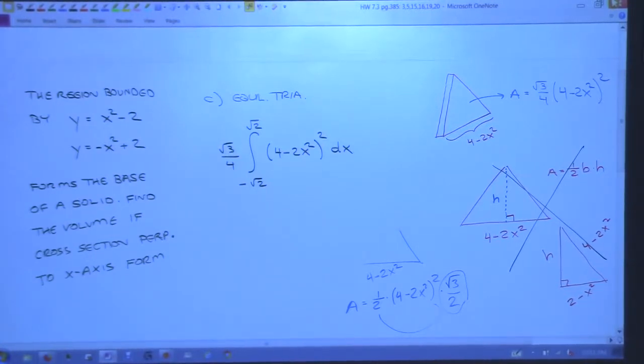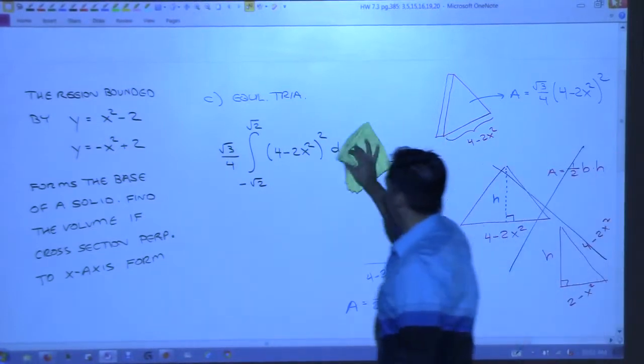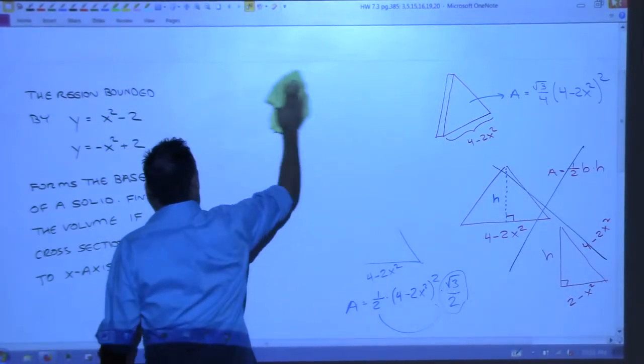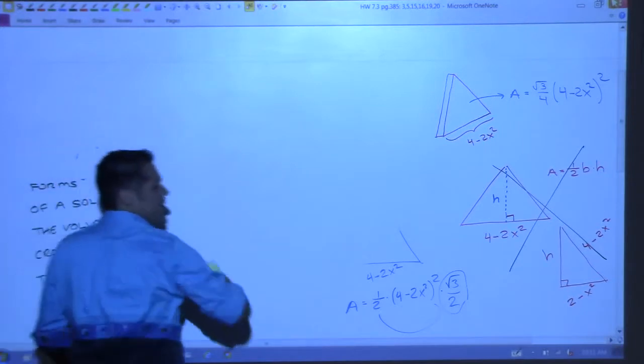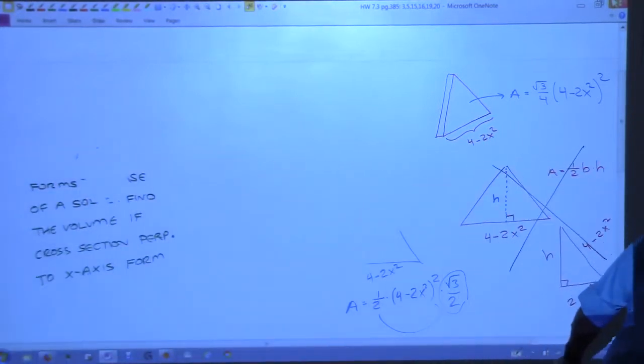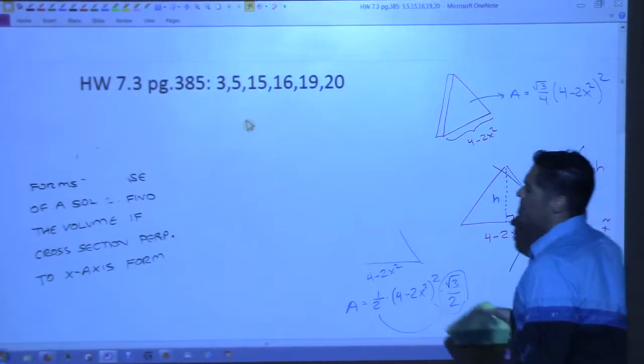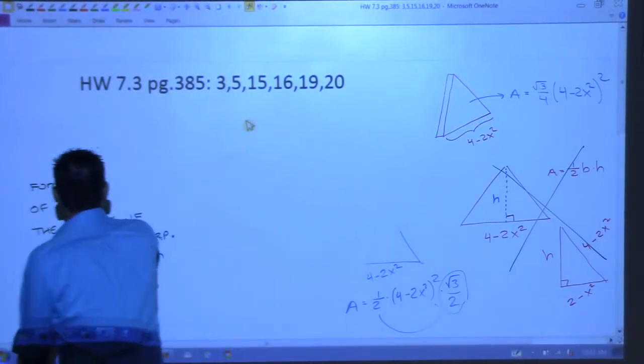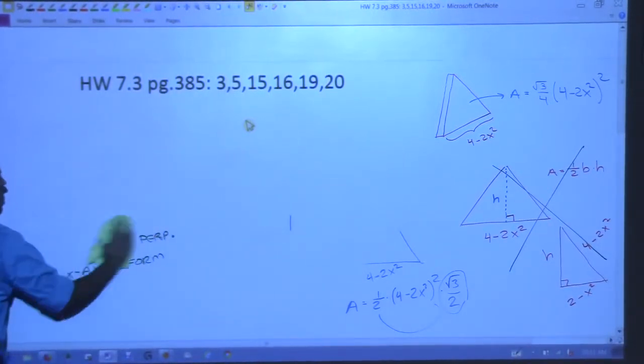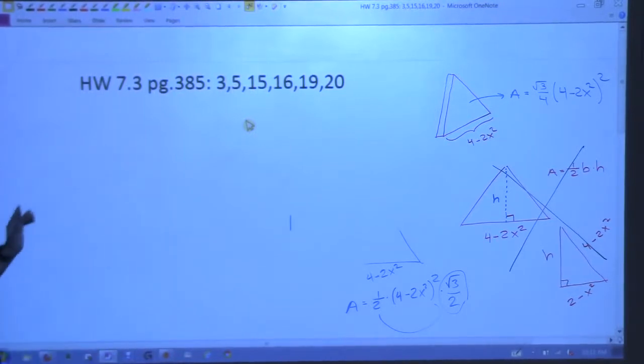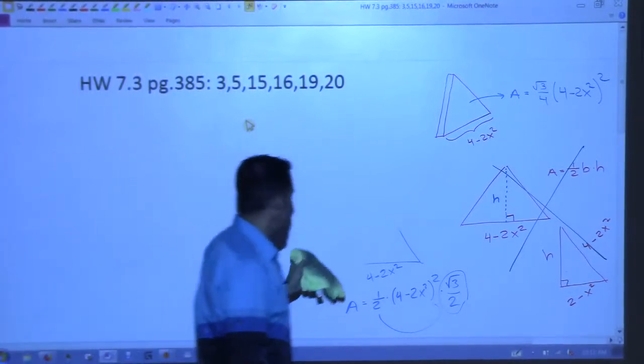All right, now we're officially done with 7.2 and 7.3. If you came in a little late, I had put up here the assignment for 7.3, which is, I do not believe it's on our schedule. So those are the problems that you should do out of 7.3. Those all involve doing shells, method of shells.